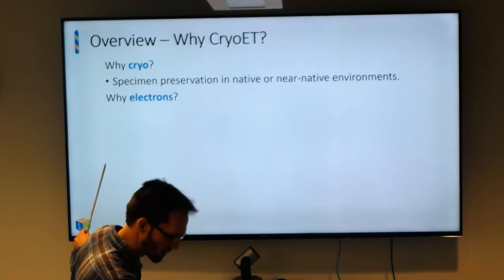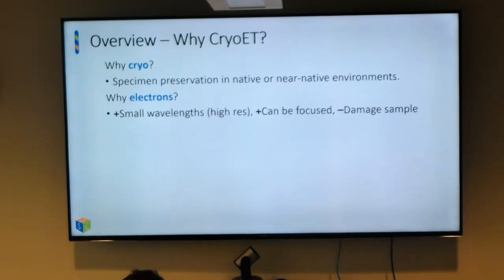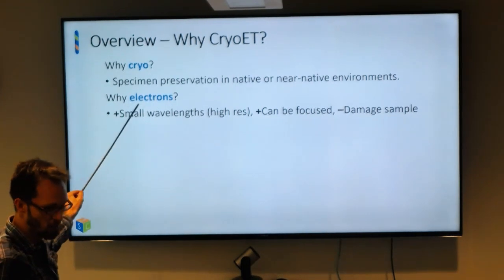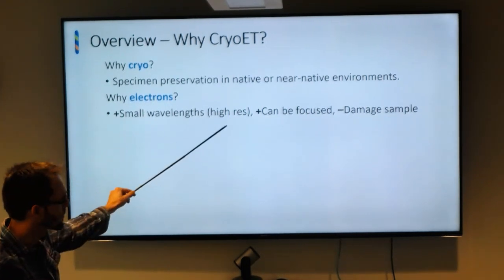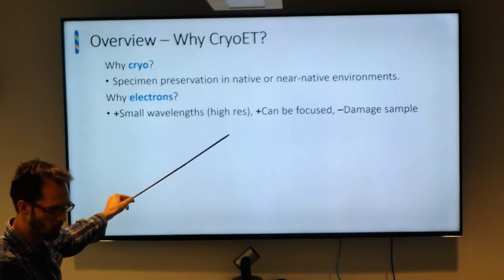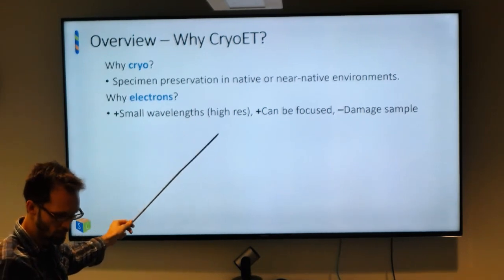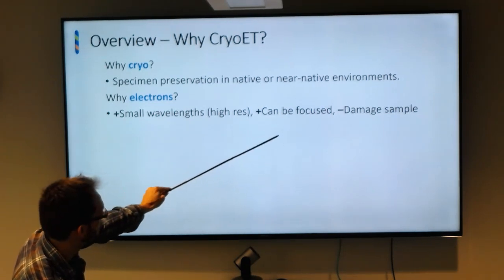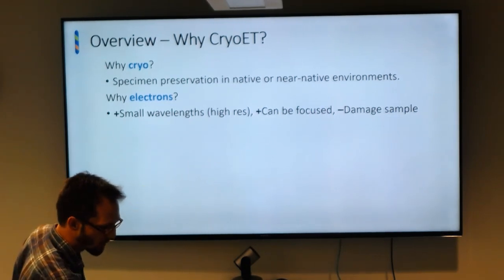Okay, why do we use electrons? Let's see if I can move this a little bit farther away. Okay, cool. So they're high resolution, very small wavelength. They can be focused, unlike, say, X-rays, which are more difficult to focus, and neutrons, which essentially aren't focusable. But they damage the sample, so that's a negative.